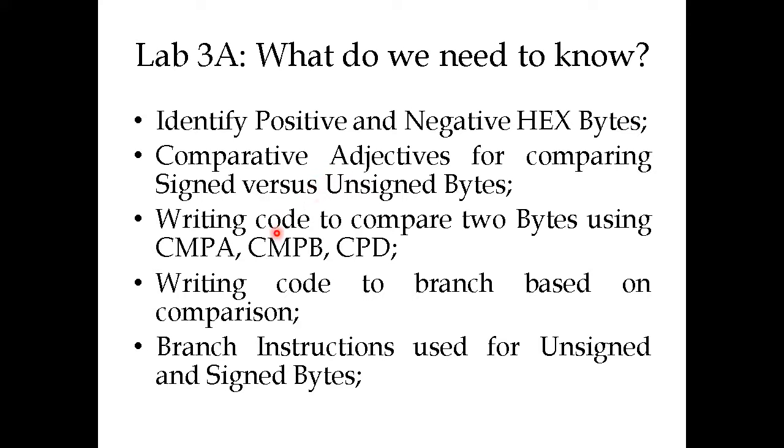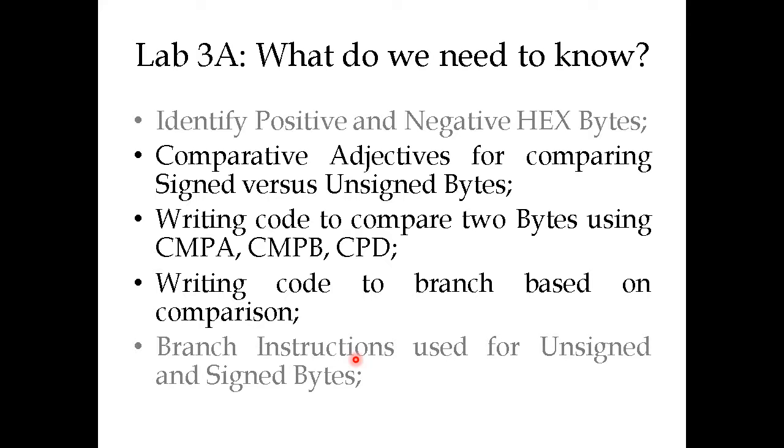Okay. We also want to write a couple of lines of instructions so that we can compare numbers using the compare instructions. And just as a quick reminder, I think you have already noticed that we have 3 different compare instructions in our instruction set. One is for A, one is for B, and one is for D, right? Which is CMPA, CMPB, and CPD, right? And we'll also want to write a couple of lines of instruction to branch based on the comparison. And at the end, we also want to see the branch instructions used for signed and unsigned bytes.